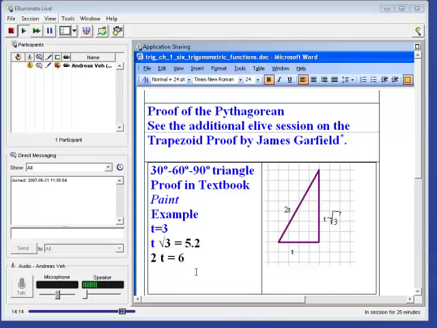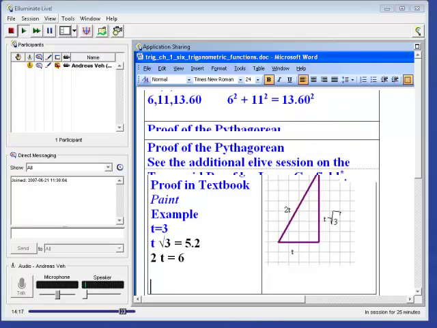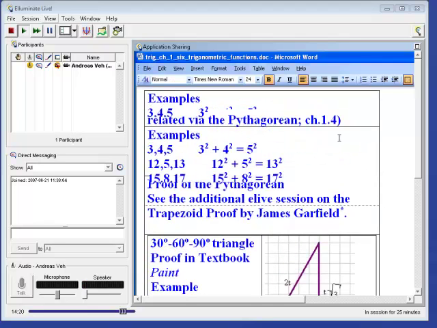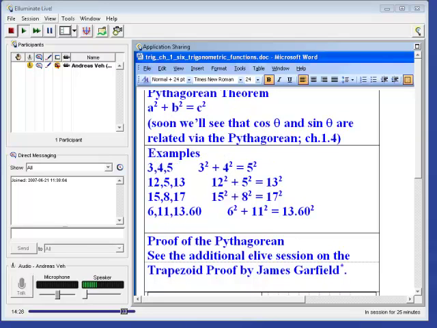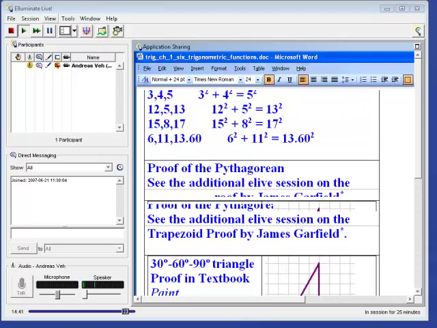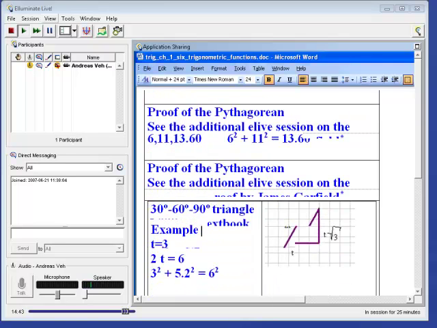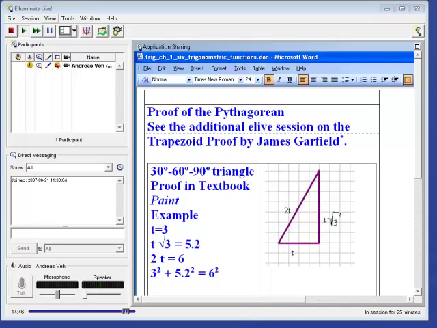And then again, when you try that, let's see, I'm going to borrow that. This one here. You come up with 3 squared plus 5.2 squared is the same as 6 squared. So that's a 30, 60, 90 triangle. Now a 45, 45, 90 triangle, where we have t equals 3 on one side. Of course, it has to be t equals 3 on the other side.